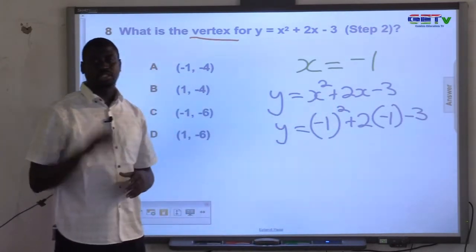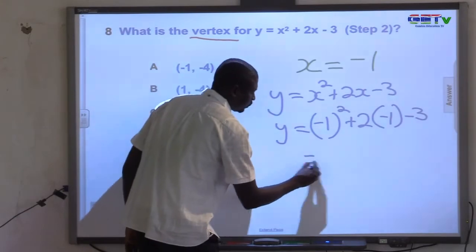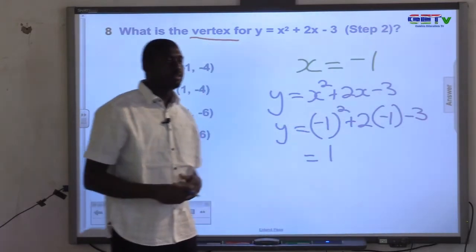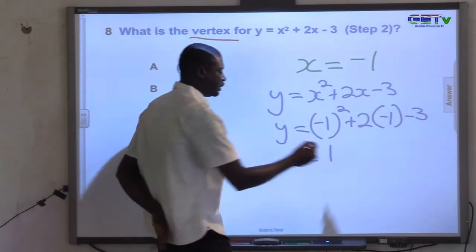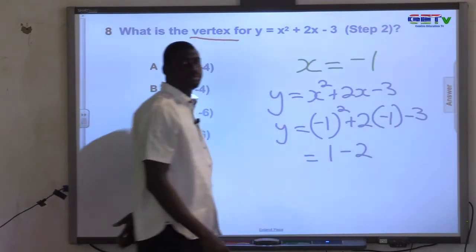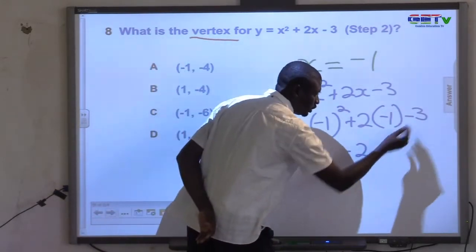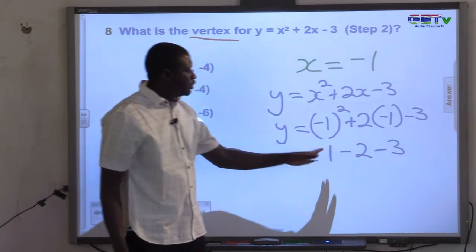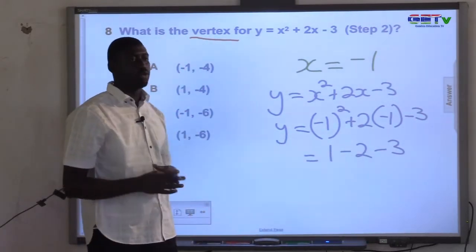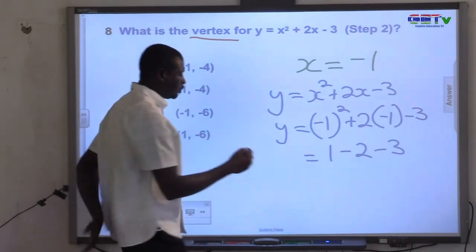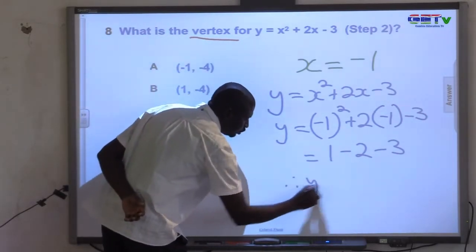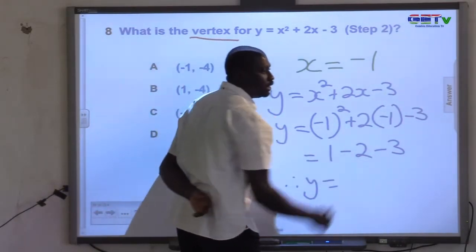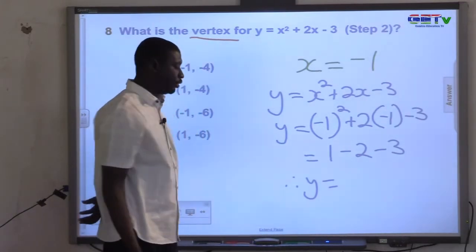Negative 1 squared will give us positive 1. 2 times negative 1 will give us a negative value, so it will be negative 2. Then the last term, which is a constant term, negative 3. If we add them together, we'll get the y-coordinate of the vertex. So y is equal to 1 minus 2, which will give us negative 1, minus 3, that will be negative 4.